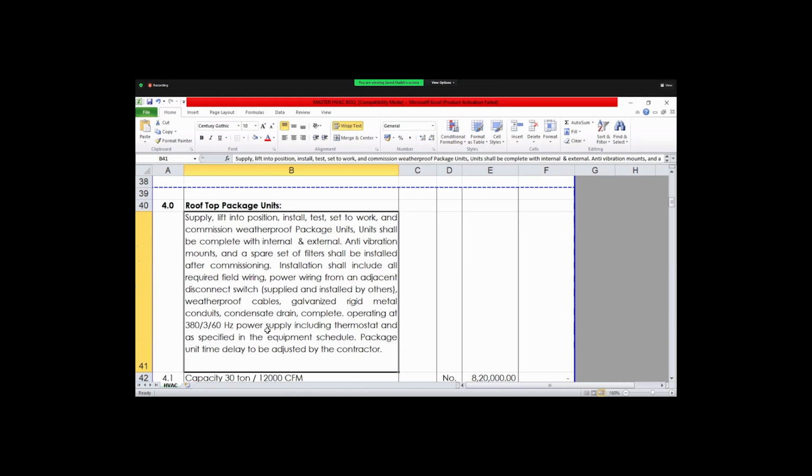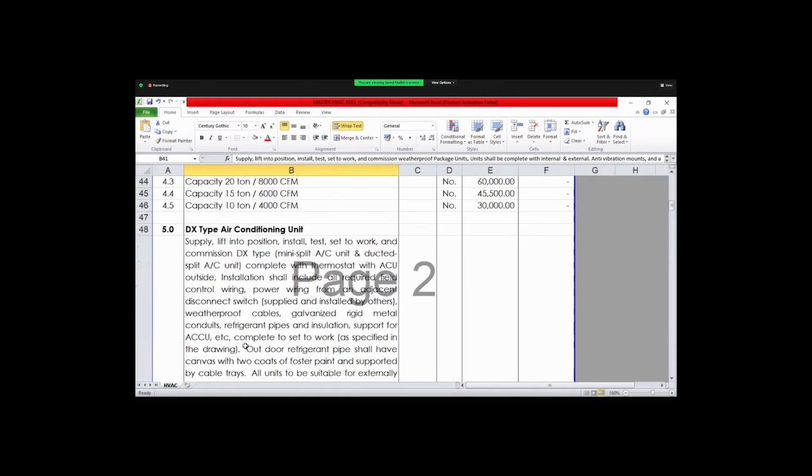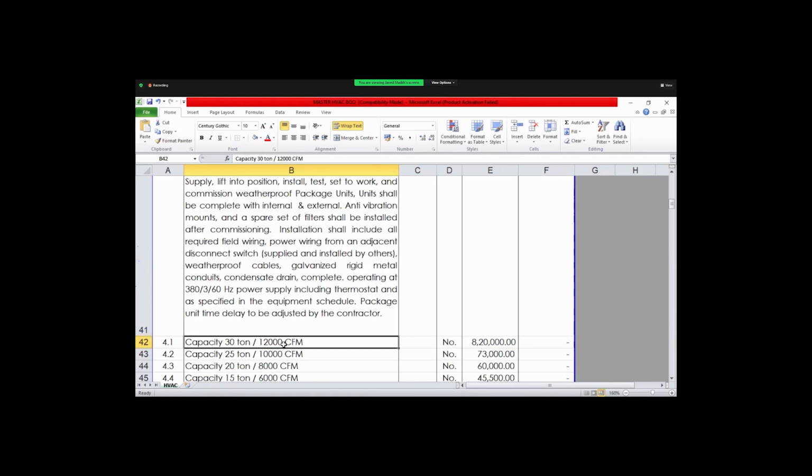And the power supply: what is the power supply required? So we have to mention this also in our BOQ, thermostat, and as specified in the equipment schedule. So next we have to mention the tonnage, what is the capacity and tonnage, and what is the CFM, how much CFM we have designed as per the heat load.